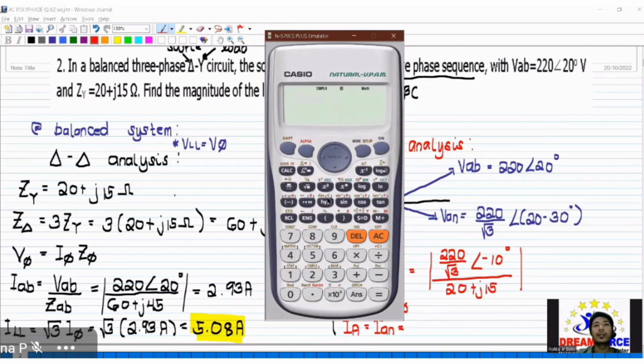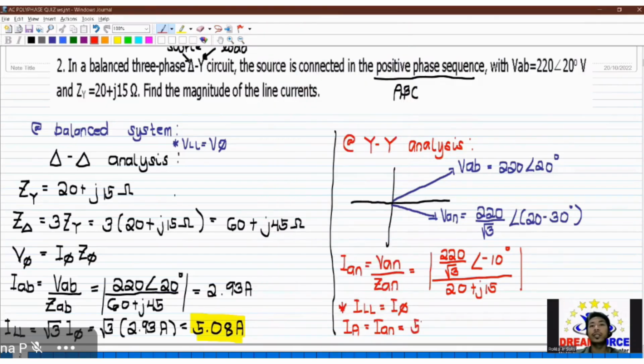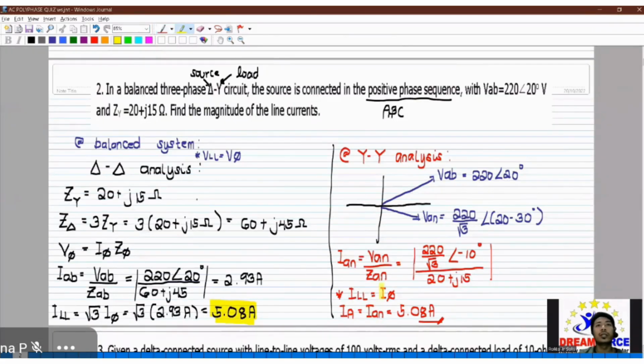So we take the absolute value of 220 over the square root of 3, angle negative 10, divided by 20 plus j15. Your answer must be the same, which is also 5.08 amperes. So our answer is correct. You can also use this to check your answer in case you are unsure. Okay, so that will be your number 2.